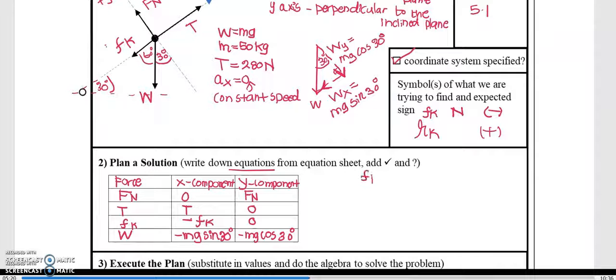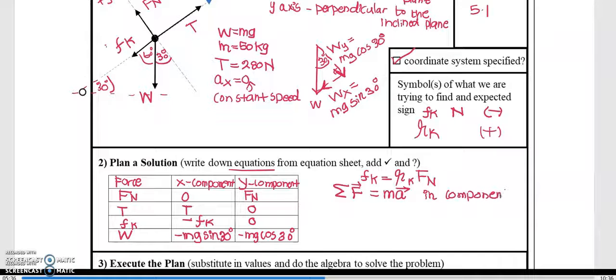Now let's look at the equations. We're going to use the equation for the kinetic friction. Kinetic friction is equal to coefficient of kinetic friction times the normal force. And the net force acting on the object is equal to mass times acceleration. This is Newton's second law.